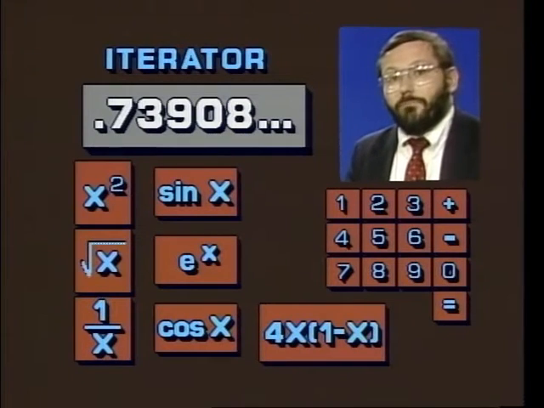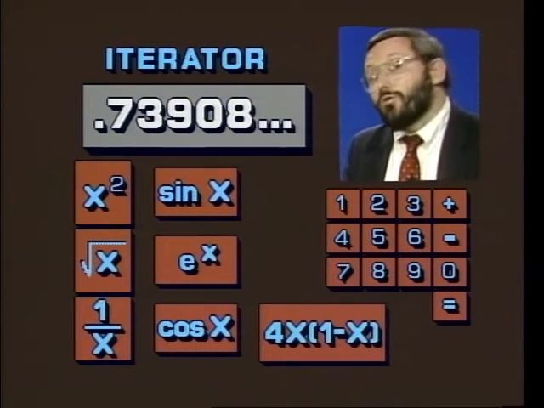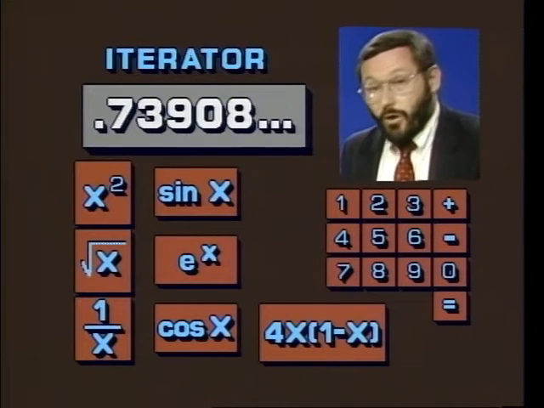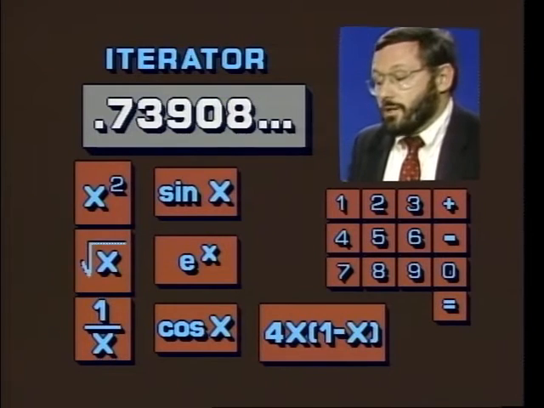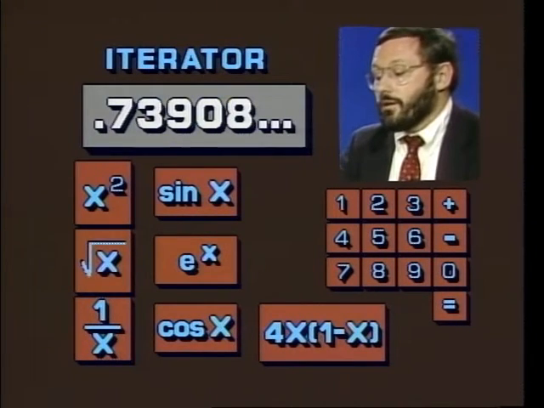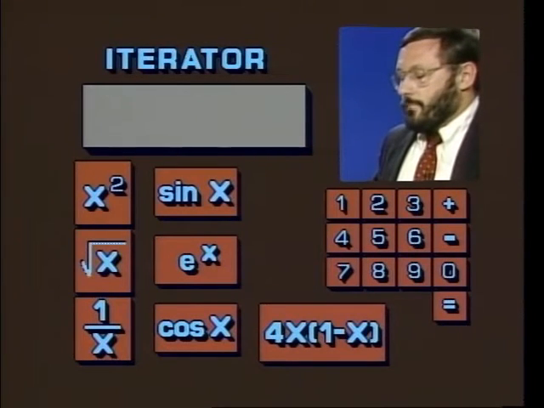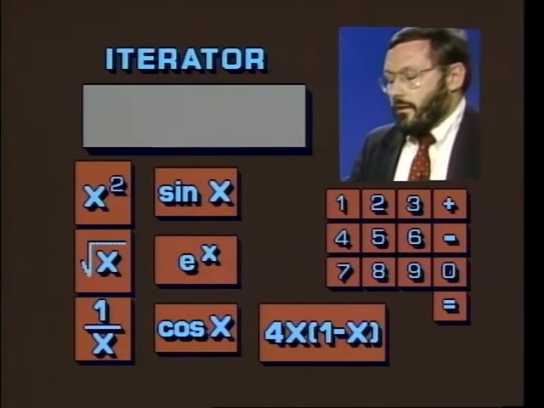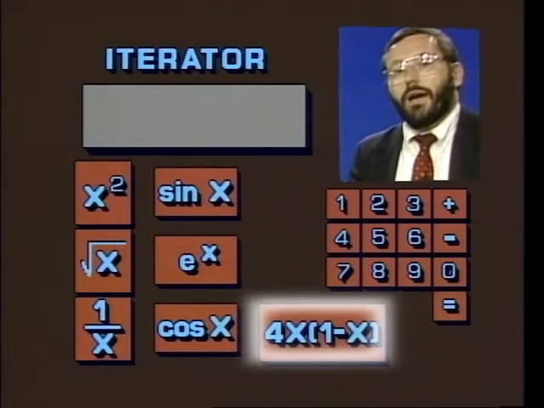Where'd that number come from? Now, we'll talk about that in a minute. But for now, notice that you now know what the result of the iteration of cosine will be. No matter what number you start with, when you iterate cosine, you always end up with that strange number. One last example. How about iterating the quadratic function 4x times 1 minus x?